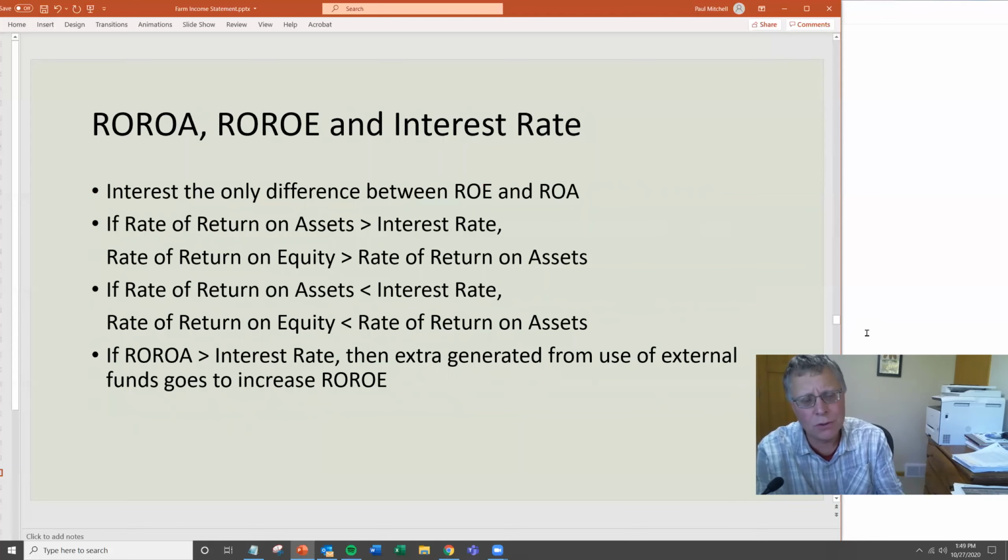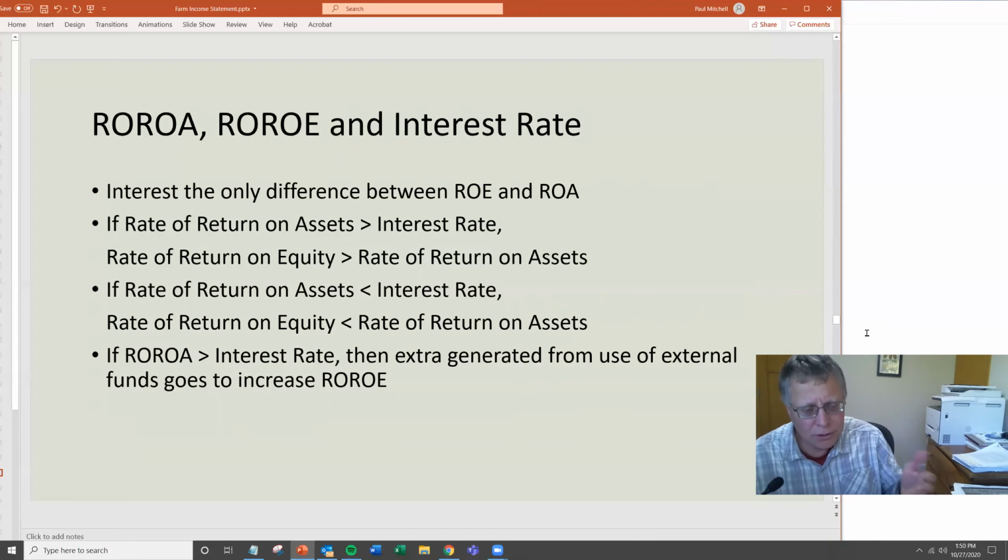And you can quickly see that the only difference between these two is the interest rate. So if your return on assets is above the interest rate, that means your rate of return on equity will exceed the rate of return on your assets. It means you're beating that interest rate, the market. You're doing better than the bank thinks is a good market return on those assets. They gave you $500,000 to buy the farm, and you're earning more than the 3% they charge you for that asset. That's great. You're beating what they thought was a fair rate for the level of risk and everything.